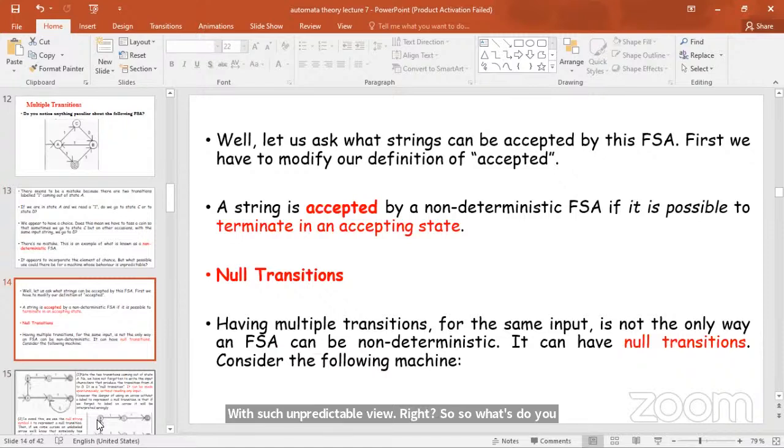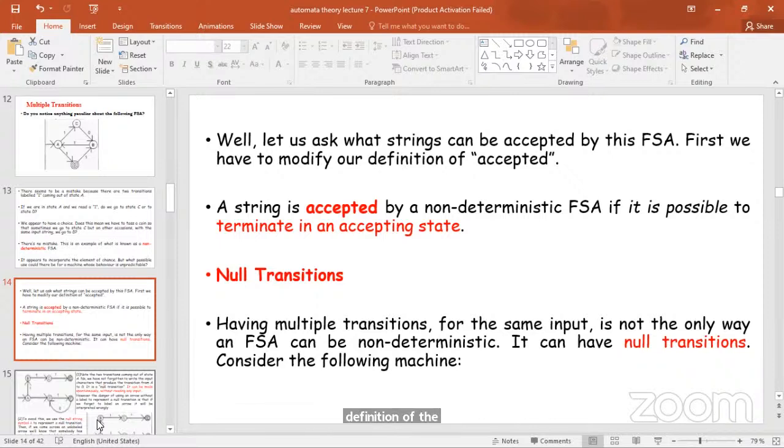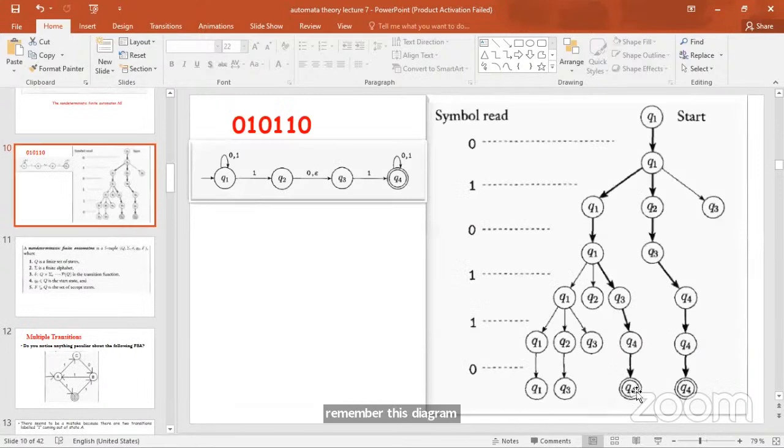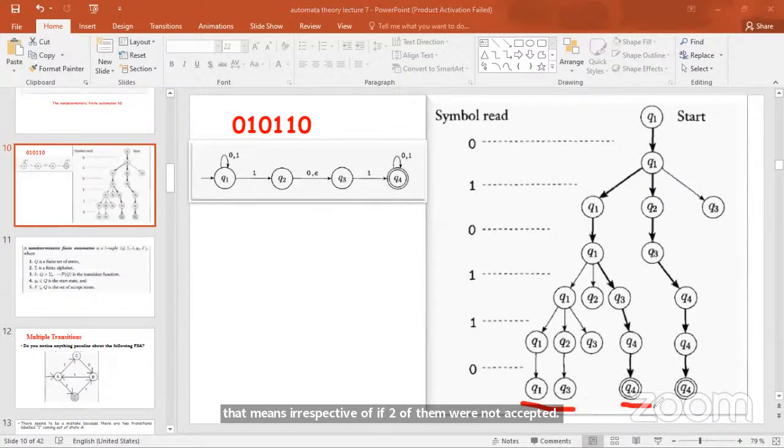So let us ask what strings this FSA can accept. First, we have to modify our definition of the accept state or the final state. A string is accepted by a non-deterministic FSA if it is possible to terminate at the accept state. Now, remember this diagram. So that means irrespective of if 2 of them were not accepted, they didn't get to the final state here, these 2, you can still have other children split out of it that can get to the final state.